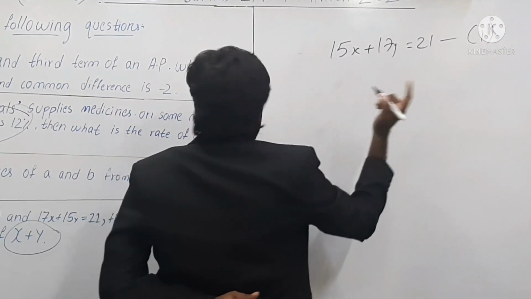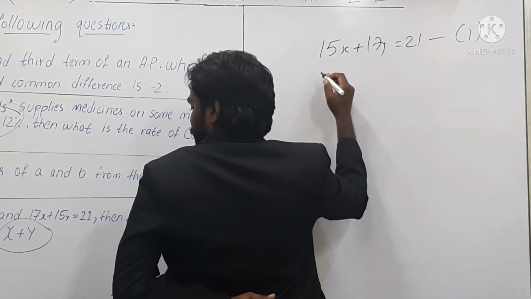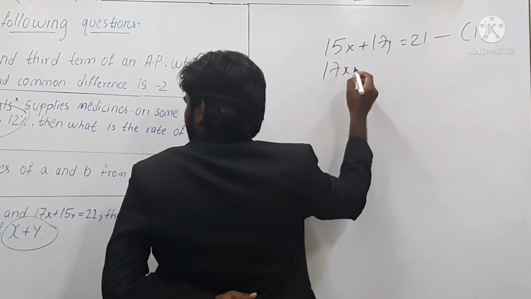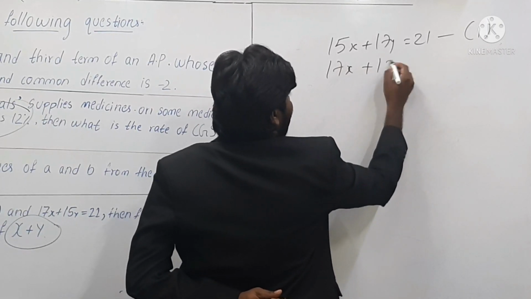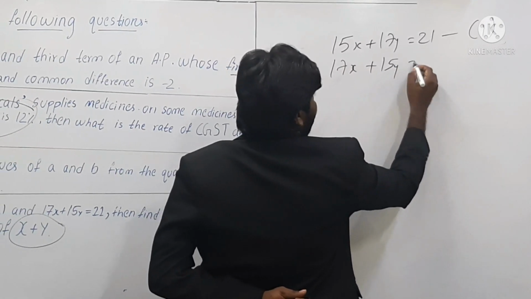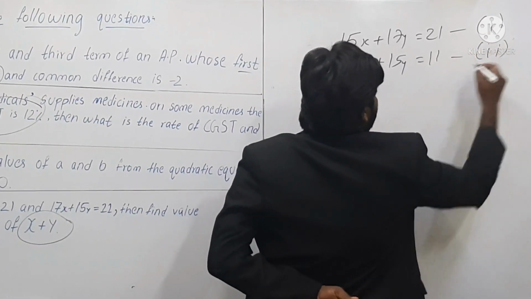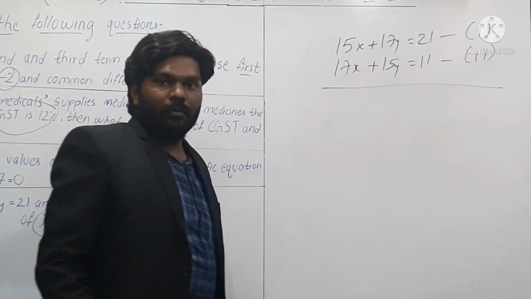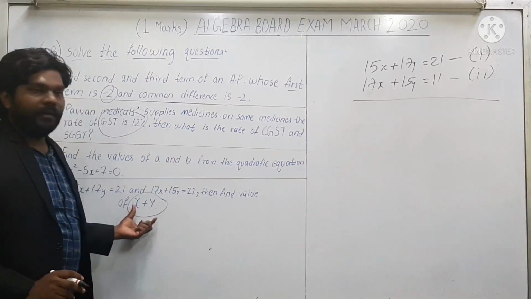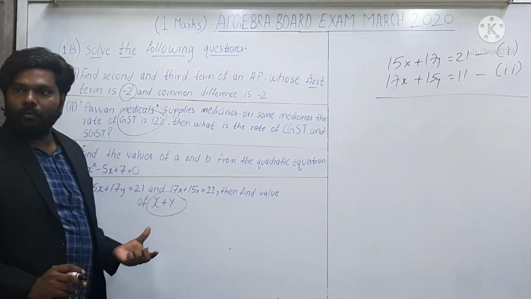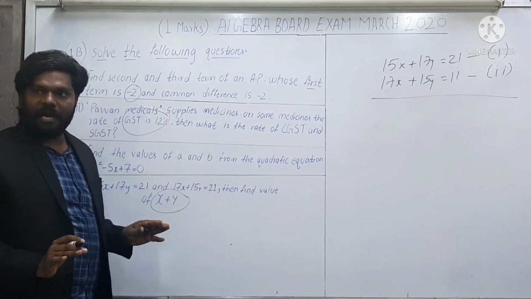What is my second linear equation? That is 17x plus 15y is equal to 11, and that is my equation number 2. And they have asked the value of x plus y. Now what do I do? Adding 1 and 2. Now see what I am doing. It is very easy. Adding 1 and 2.